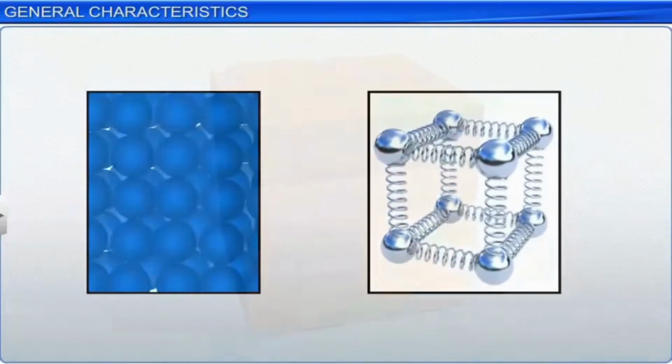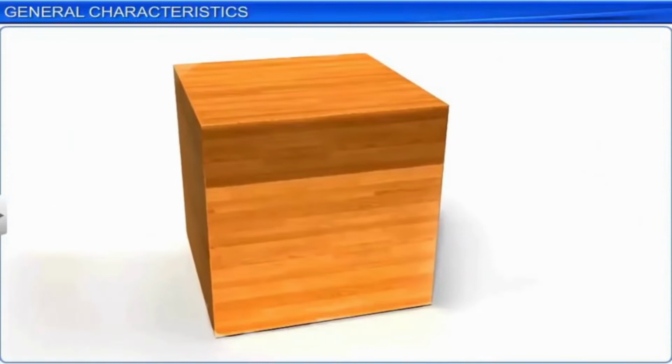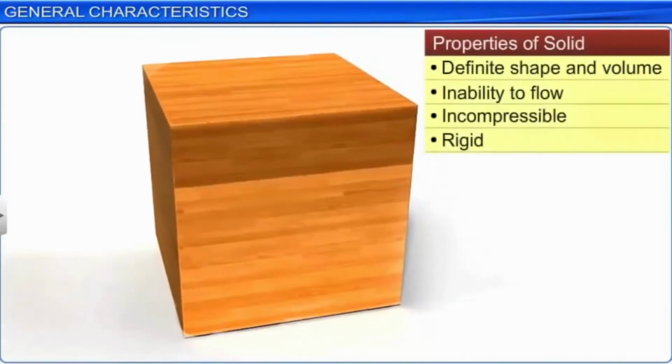Solids possess some characteristic properties attributed to their close packing. They have a definite shape and volume. They lack the ability to flow. They are incompressible. They are rigid.